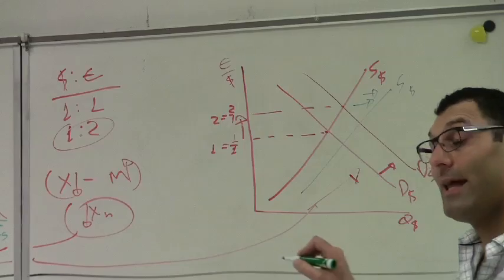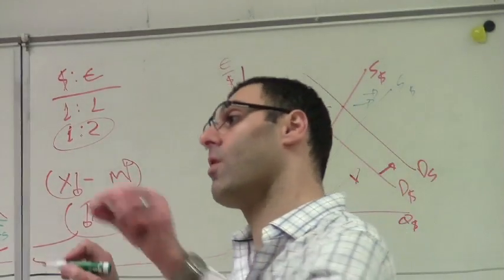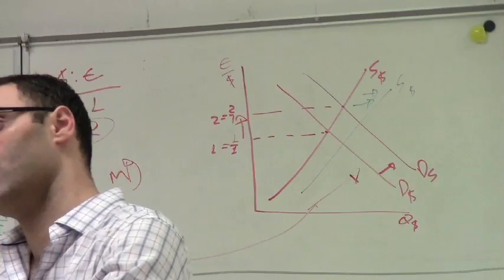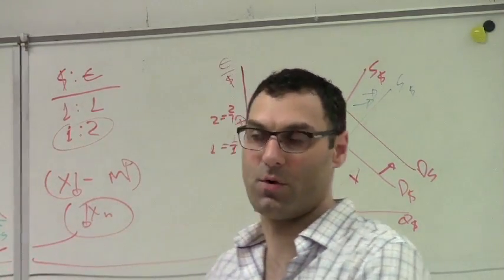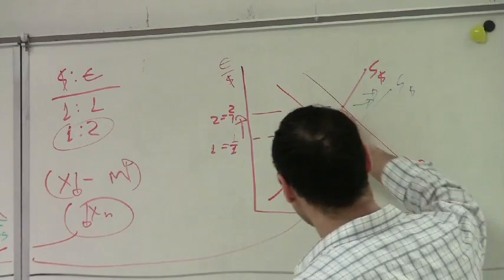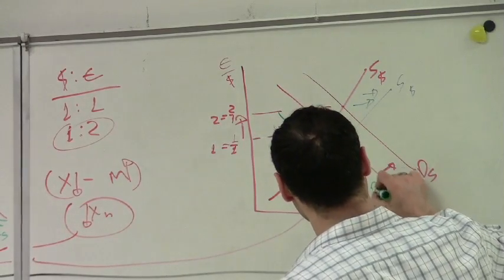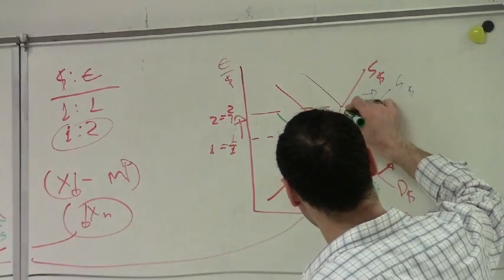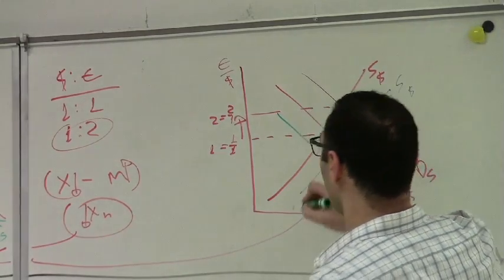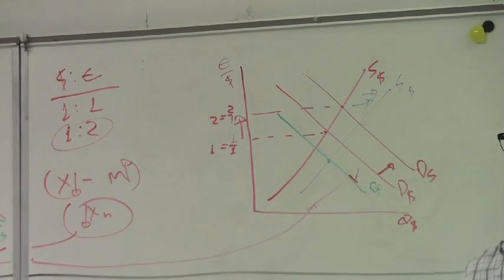Same thing here. At the same time, would Europeans be buying more American products or fewer? Fewer, because American products are more expensive. So at the same time, demand for dollars is going to decrease. So from almost here to here, the dollar definitely depreciates, right?